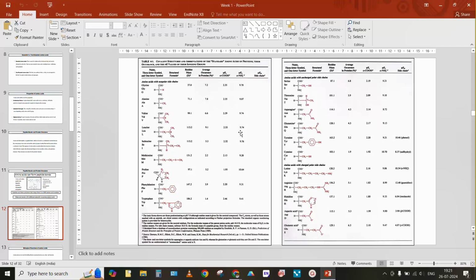Amino acids with non-polar side chains are glycine, alanine, valine, leucine, isoleucine, methionine, proline, threonine, tryptophan. The amino acids with uncharged polar side chains are serine, threonine, asparagine, glutamine, tyrosine, and cysteine. And the amino acids with charged polar side chains are lysine, arginine, histidine, aspartic acid, and glutamic acid. So cover all these with their values.